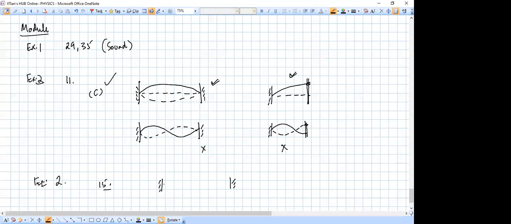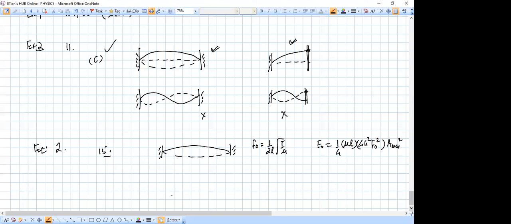So the fundamental looks like this. In the case of the fundamental, the energy is 1/4 mu L omega naught squared, so that will become 4 pi squared f naught squared into A max squared. Now the nth harmonic will actually be the n minus 1th overtone.